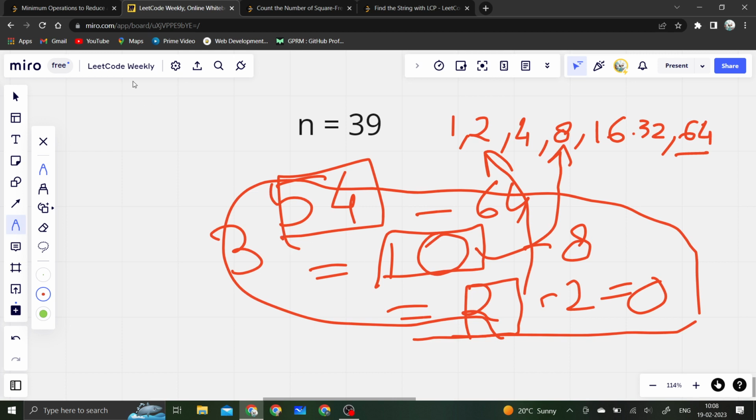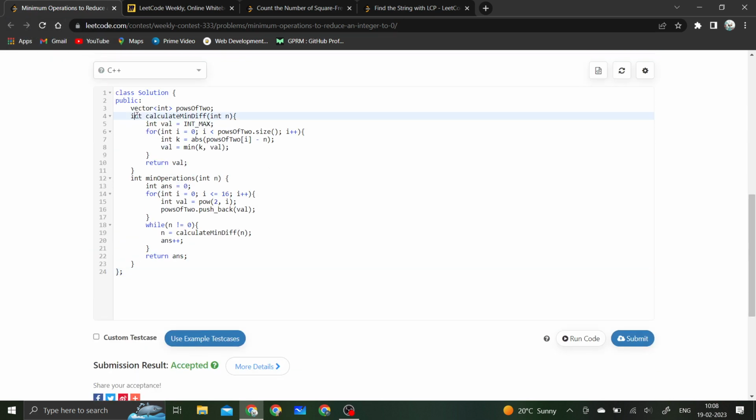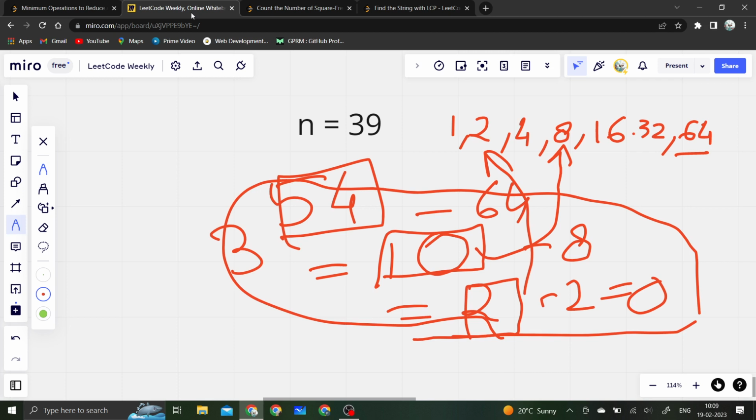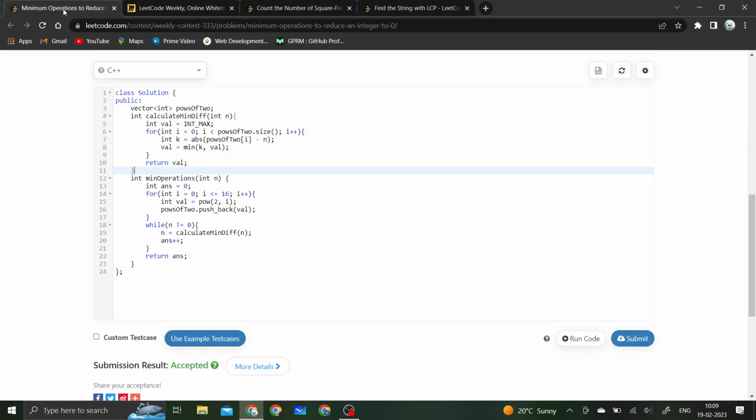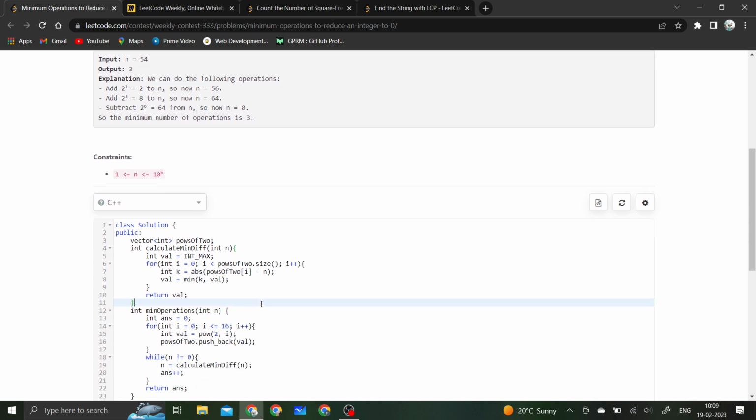So I hope the intuition is clear to you. Now let's see this in action, right? Let's see the code. So I have created a different function here, right? It calculates the value that is nearest to the particular number that we have, right? So what we have done here, we have created this powers of 2 vector. We have created it up till i is less than 16 because we only have values that are less than or equal to 10 raised to the power 5. So at most we can have 16 bits. So we have created these powers, right?